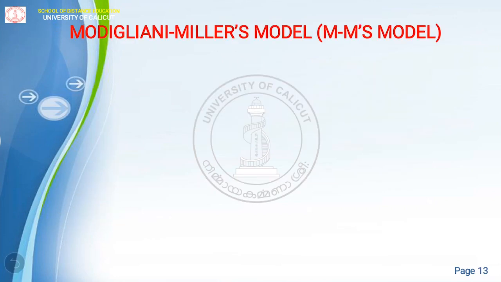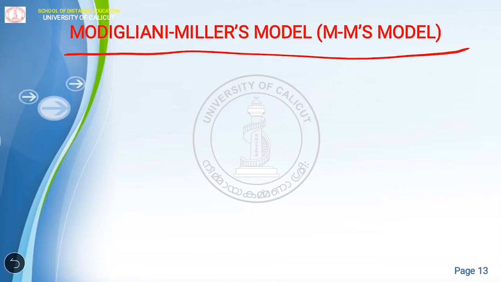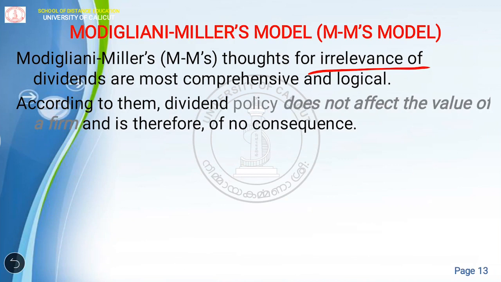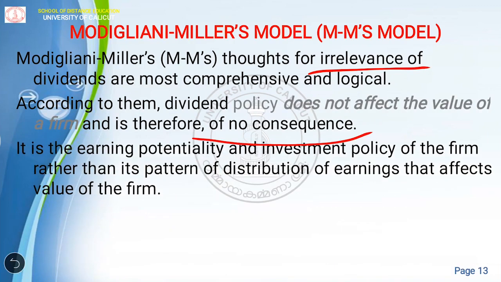Then next is Modigliani and Miller approach or model. He is the advocate of the irrelevance model. What he is saying is that his thought is related to the irrelevance of the dividend. That means dividend decision does not affect the value of the firm. That is his concept. According to him, the dividend policy does not affect the value of the firm and therefore there is no consequence of dividend policy.